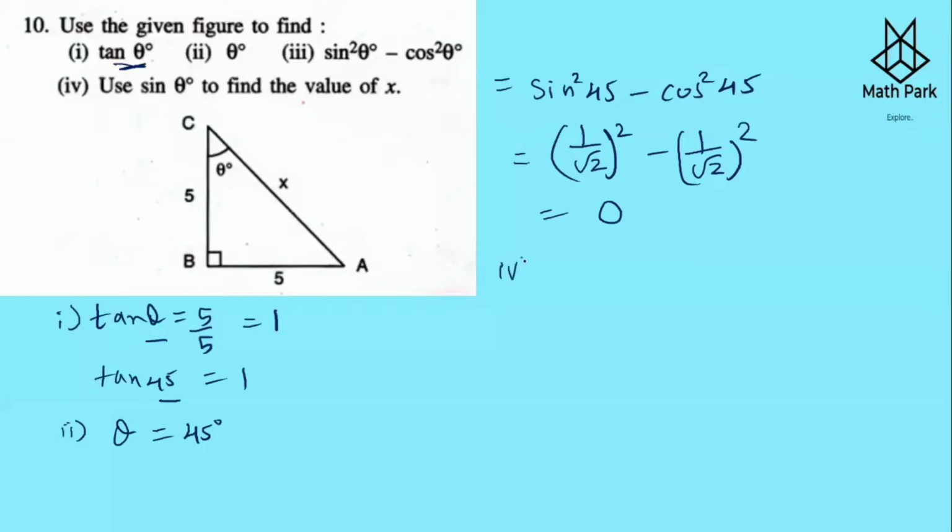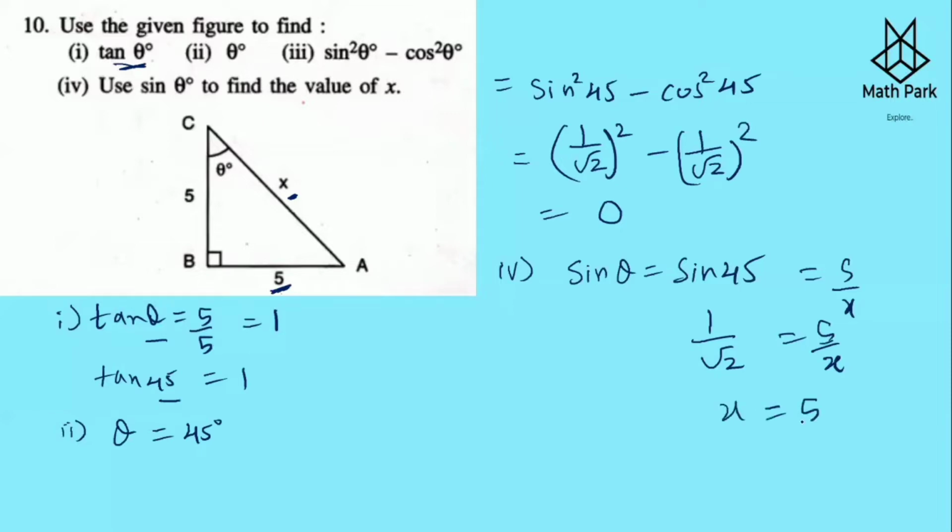The fourth part, you have to use sine theta to find the value of x. Now what is sine theta? Sine theta is sine 45, and sine theta is opposite upon hypotenuse, which is 5 upon x. So opposite to theta is 5, so it is 5 by x. Now we know that sine 45 is 1 upon root 2, which is equal to 5 upon x. Cross multiply, this x goes here, so we get x is equal to 5 root 2. Done with question number 10.